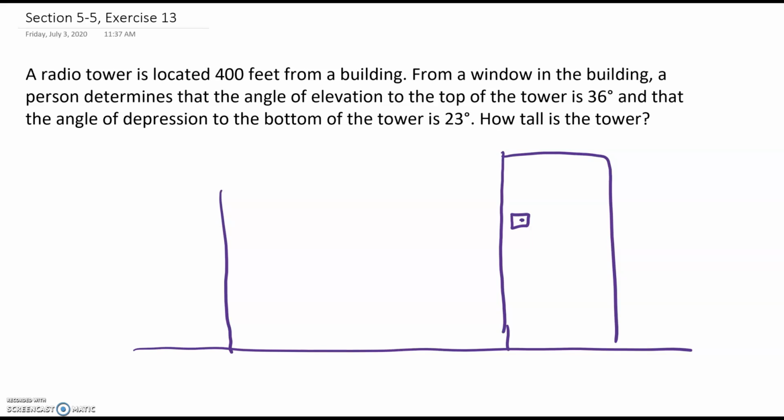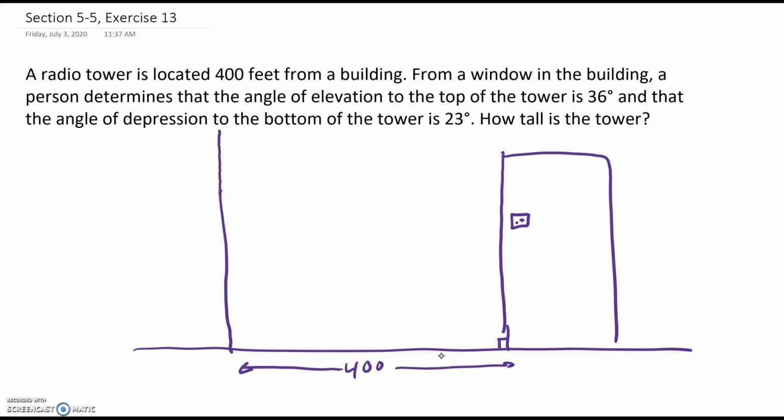Now, there's a couple of things we have to assume. First is we have to assume that the ground is flat, and that it's 400 feet from the building to the base of the tower. And the second thing we have to assume is that the building is straight up and down, so we have a 90-degree angle. It's not like the Leaning Tower of Pisa. So those are reasonable assumptions to make.